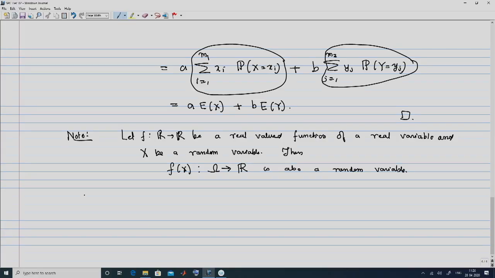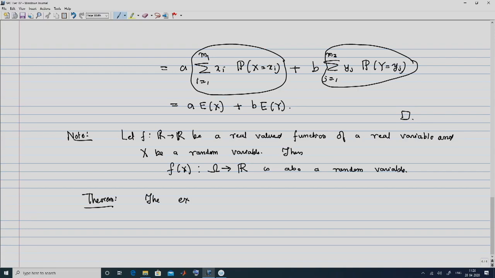and I talked about the expectation of the random variable x and that of y. And now that I have defined that if x is a random variable and f is from R to R, then f of x is also a random variable. So the natural thing to do now is to define what is going to be the expectation of this newly defined random variable, namely f of x. So this brings us to the next theorem, or you can treat it as a definition if you want.